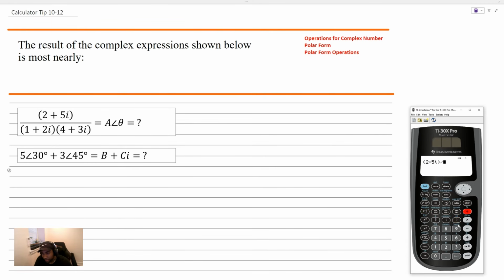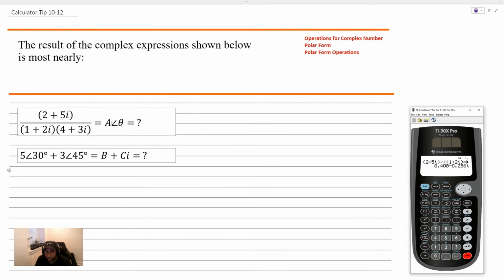You want to go ahead and divide off 1 plus 2I multiplied by 4 plus 3I. And that's it. Click on enter here, and we get a complex number in the form of A plus BI.